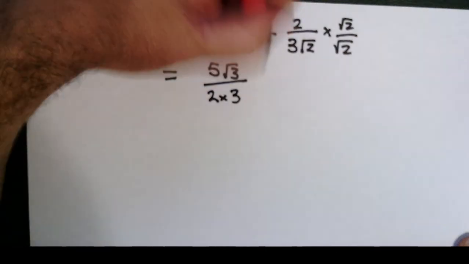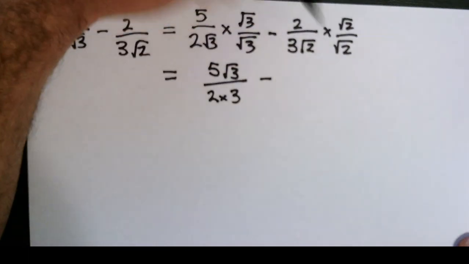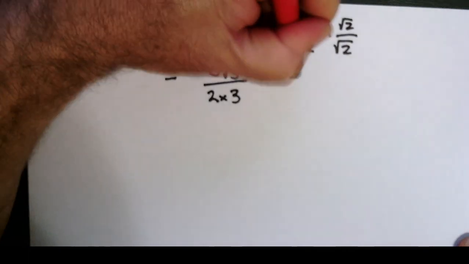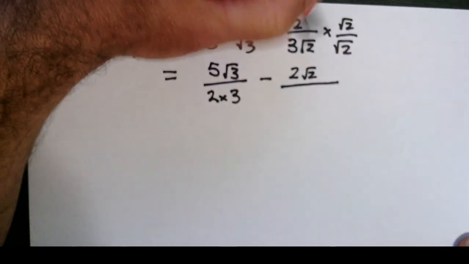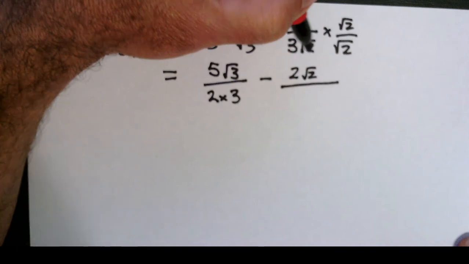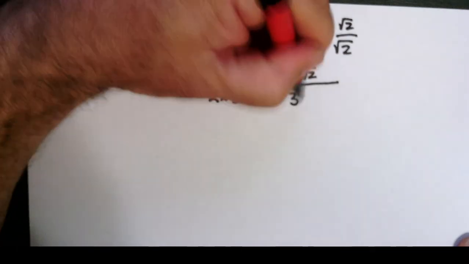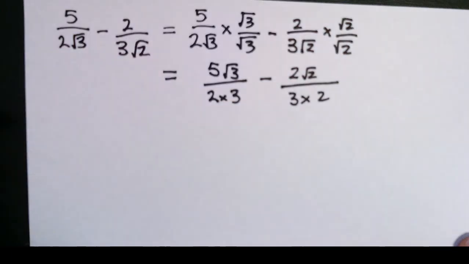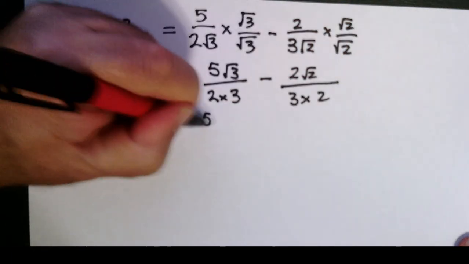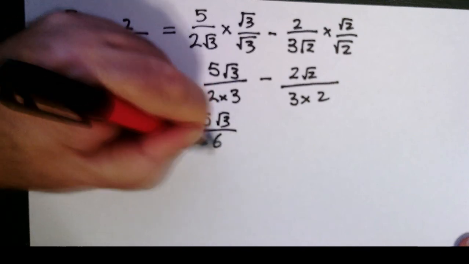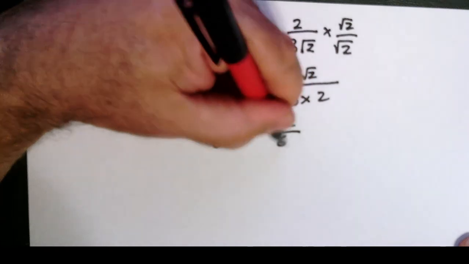Likewise over here, I've got minus 2 times root 2, which is 2 root 2. And in my denominator I have 3 root 2 times root 2. Well, root 2 times root 2 is just 2. So it's 3 times 2. Let me simplify as I go. So I've got 5 root 3 over 6 minus 2 root 2 over 6.